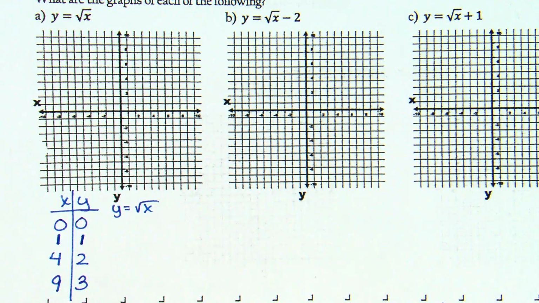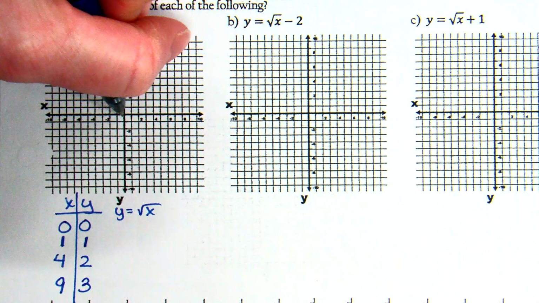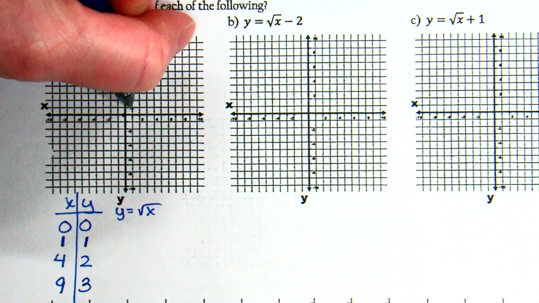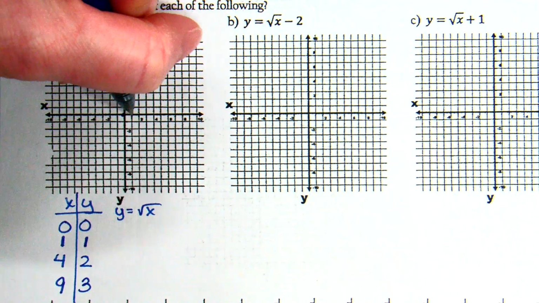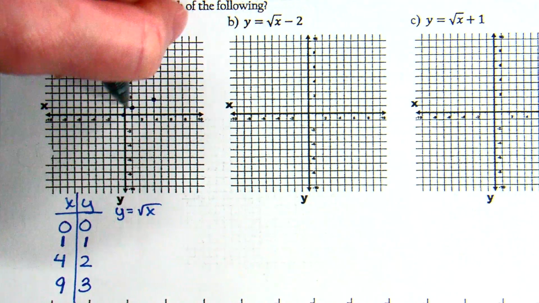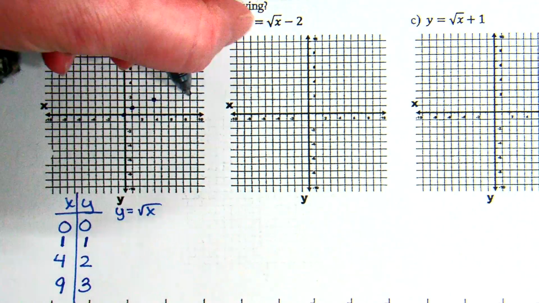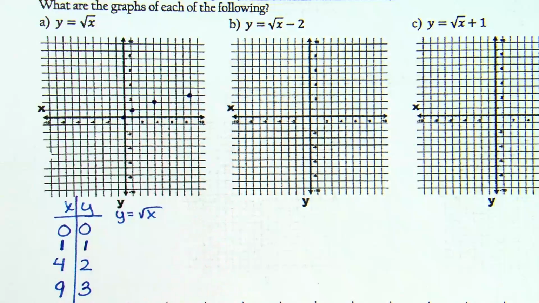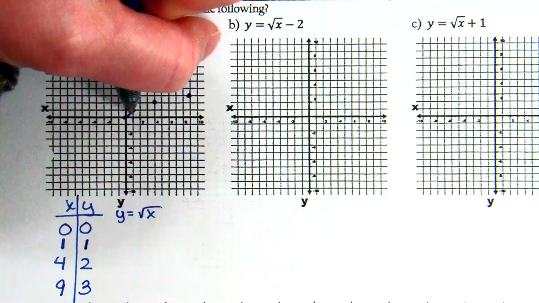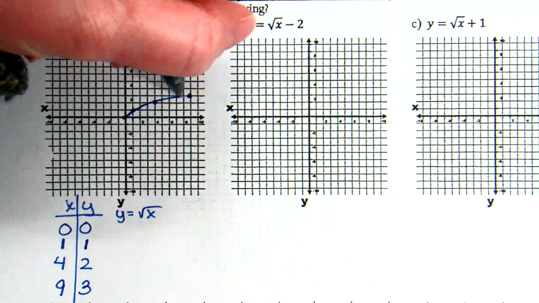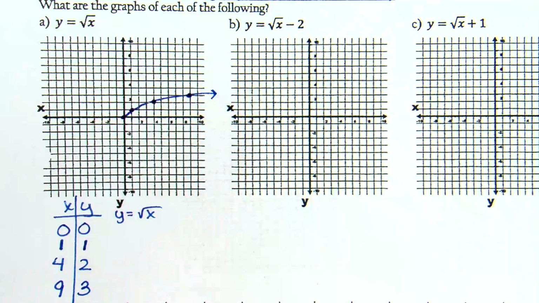Okay, so let's graph this. 0, 0. 1, 1, so over 1, up 1. 4, 2. Over 4, up 2. And 9, 3. Over 9, up 3. It is not a line. It is what I would call half of a parabola. Okay? It is the positive half of the parabola.